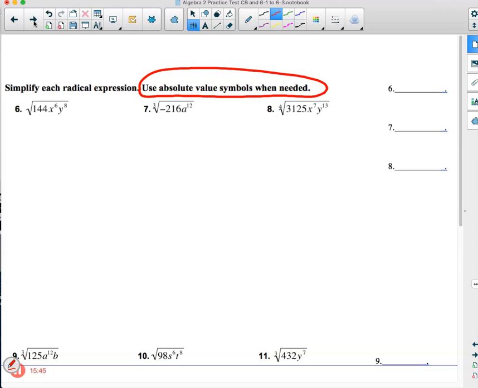So for number 6, this one is square root, and then we notice, oh, we have both numbers and variables under there. So I want to separate those first.